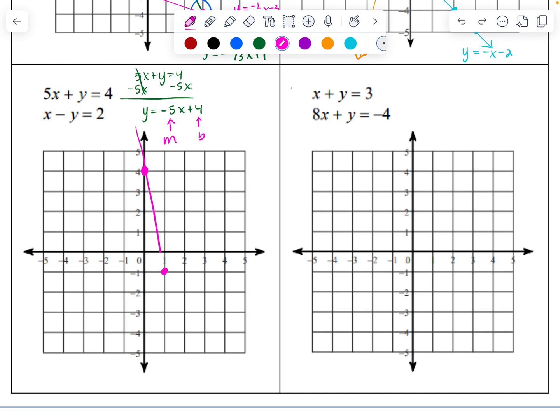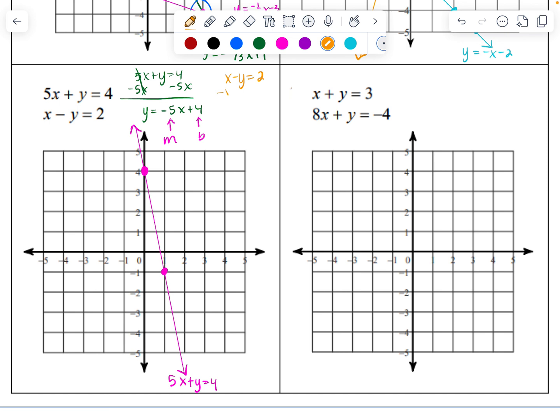I'm going to redo that line. It's a little bit easier for you when you have the straight edge to follow. Okay, looking better. Label your line with the original equation. And now let's take a look at the second one.